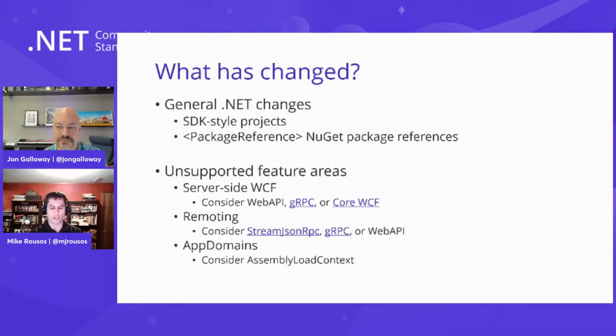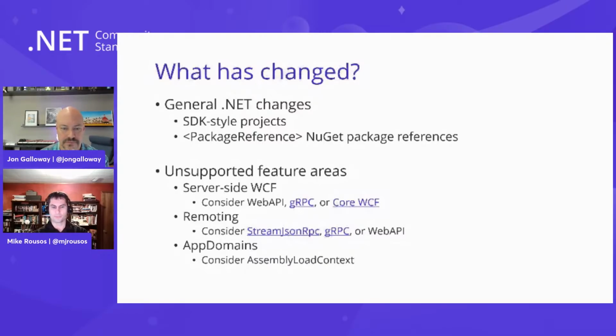But just in general, what's changed when you go from .NET Framework to .NET 6 or to .NET Standard is there are changes at the project level. So the project file format has changed. There's no longer a packages.config file. You're expected to use the PackageReference format for referencing your NuGet packages, things like that.